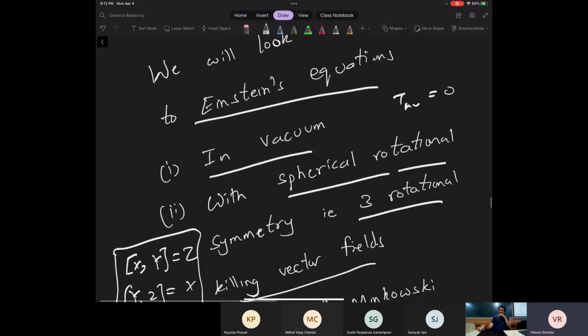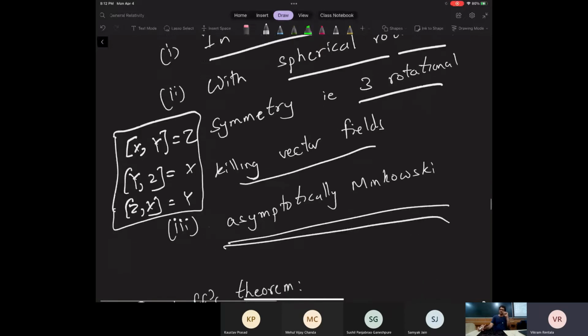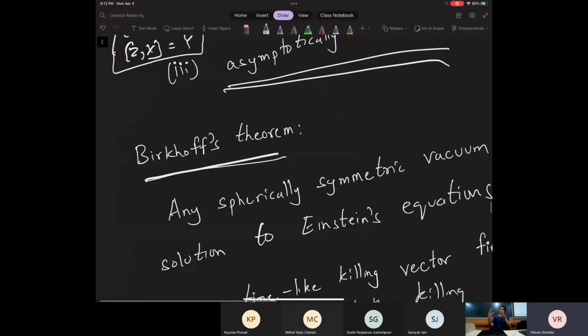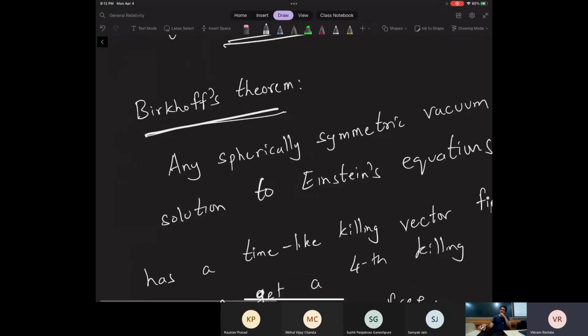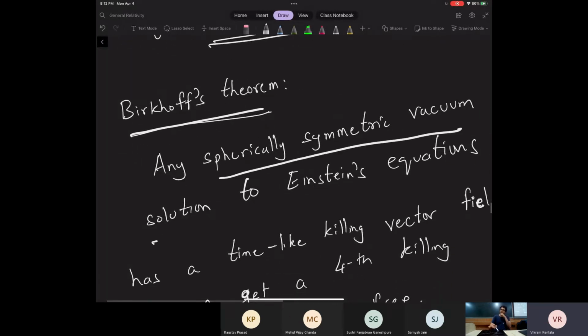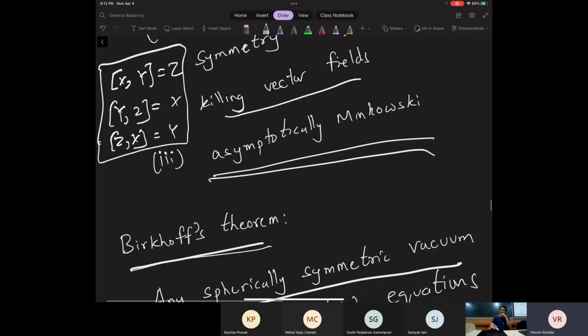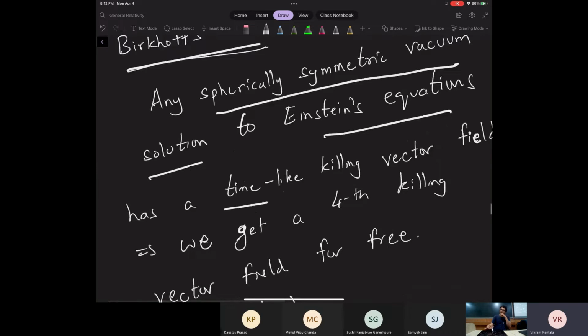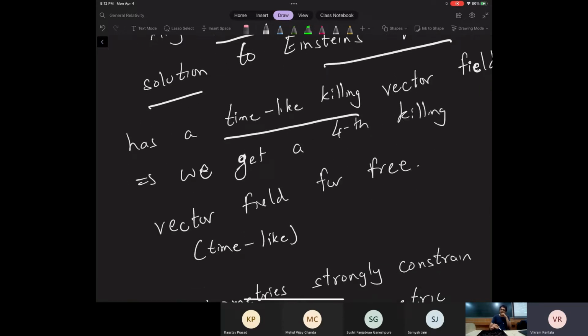Now it turns out that there's a theorem called Birkhoff's theorem, which again I'm not going to prove. It says that for any spherically symmetric vacuum solution to Einstein's equations, that is, if I have three Killing vector fields that satisfy this equation, then there is automatically an extra time-like Killing vector field. That is, you get some partial t. You get a fourth Killing vector field for free. So this is called Birkhoff's theorem.